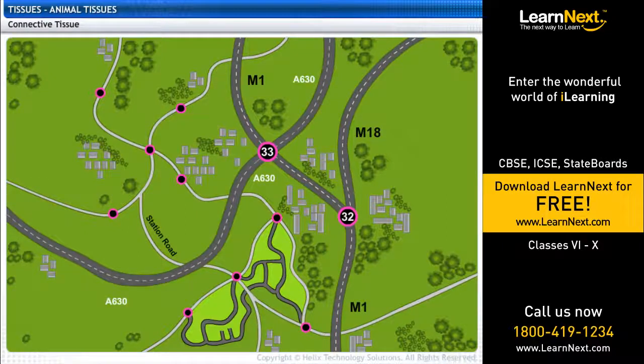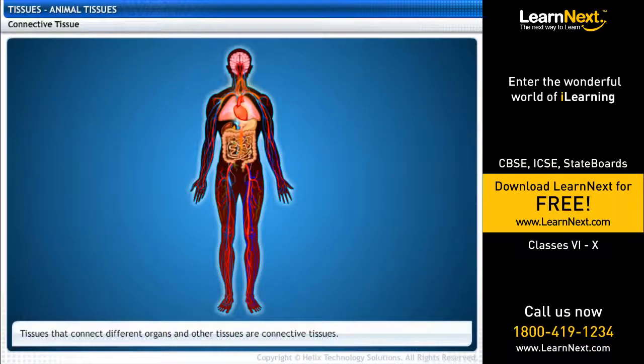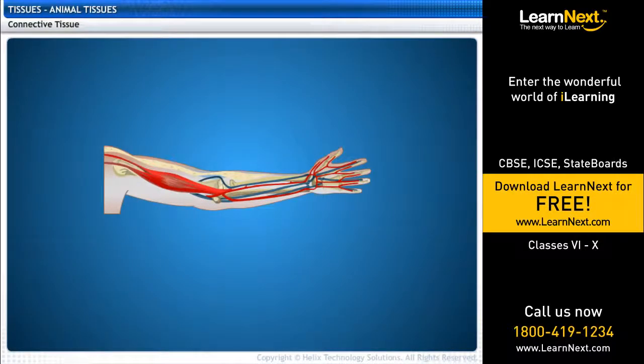This is a network of roads that connects different places to each other. Similarly, the animal body also has its own network of tissues that connects different organs and tissues. It is the connective tissue. Connective tissues are of different types, depending on their shape and functions. Let's take a detailed look at each of them.